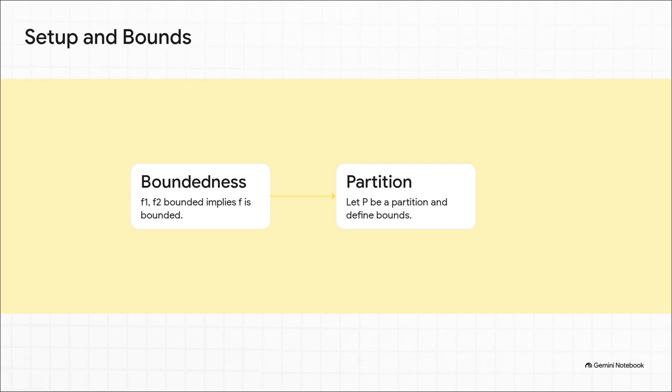We start by assuming f1 and f2 meet the integrability conditions, which inherently means they're bounded. I mean, logic dictates that if two separate things are bounded, इनका sum f भी to bounded ही होगा, right? Exactly. फिर step 2 में हम अपना partition P introduce करते हैं, and we just formally define the bounds for each subinterval like we saw in the notations.